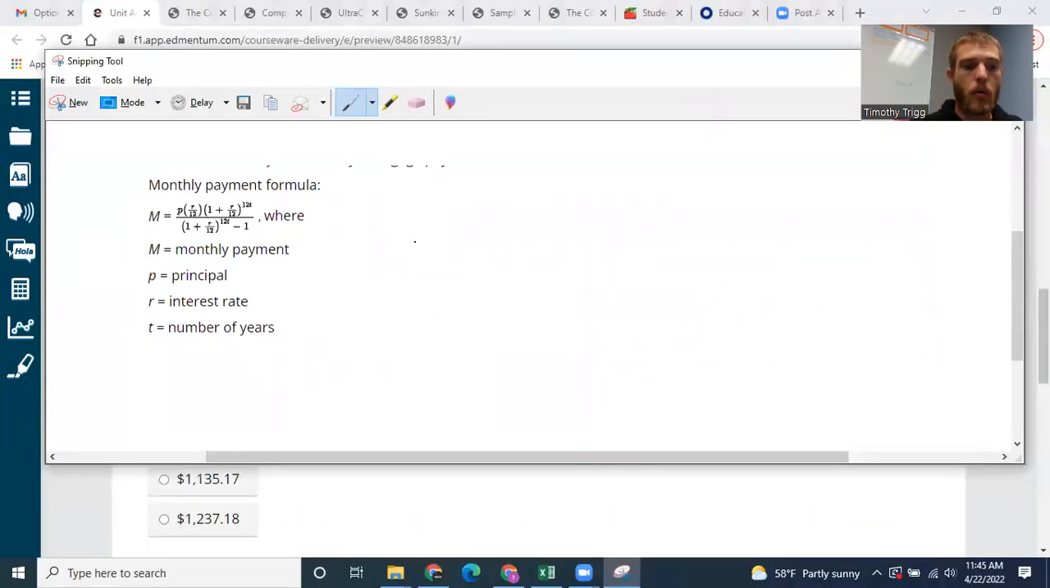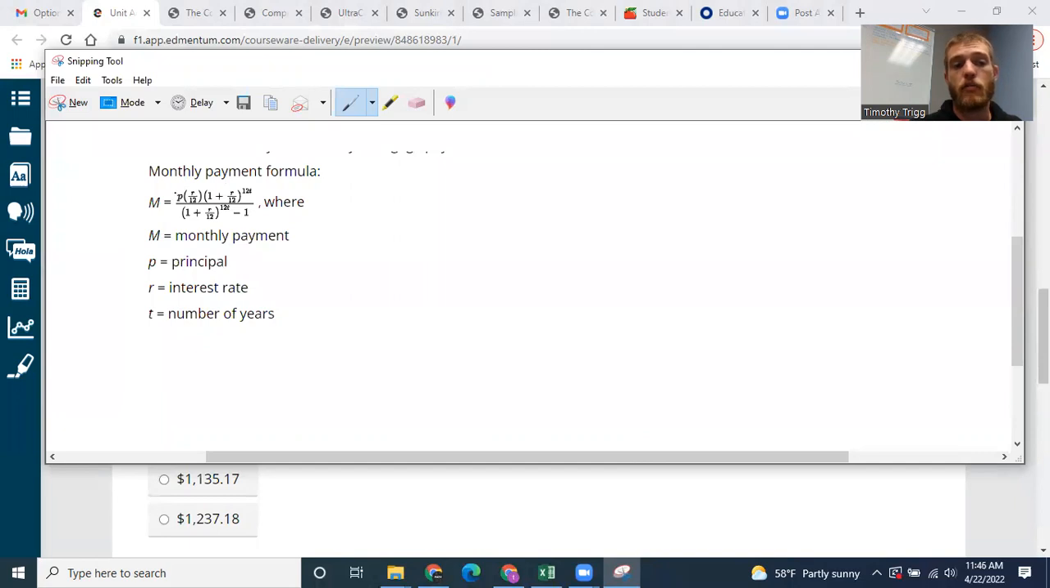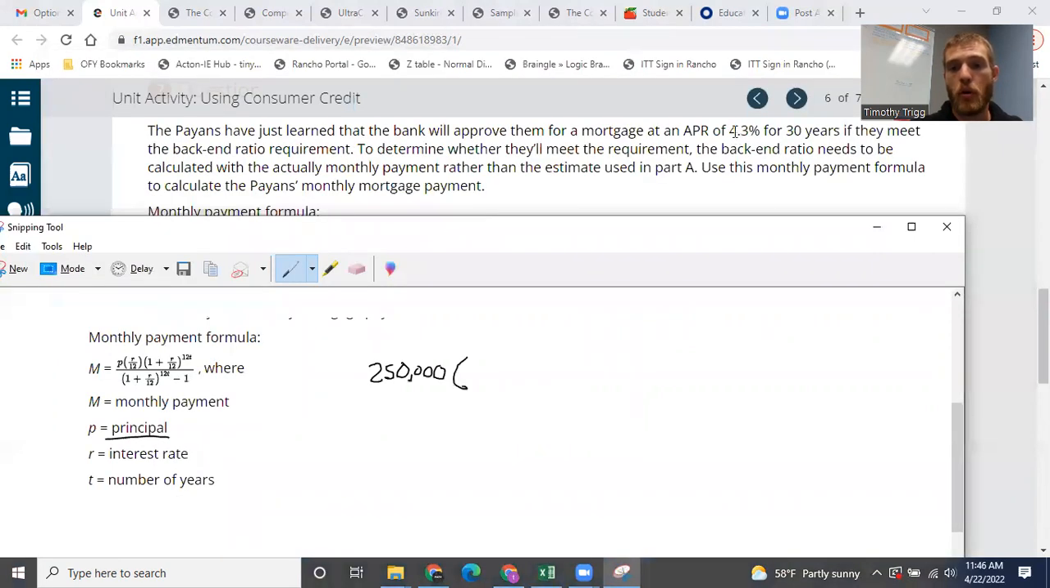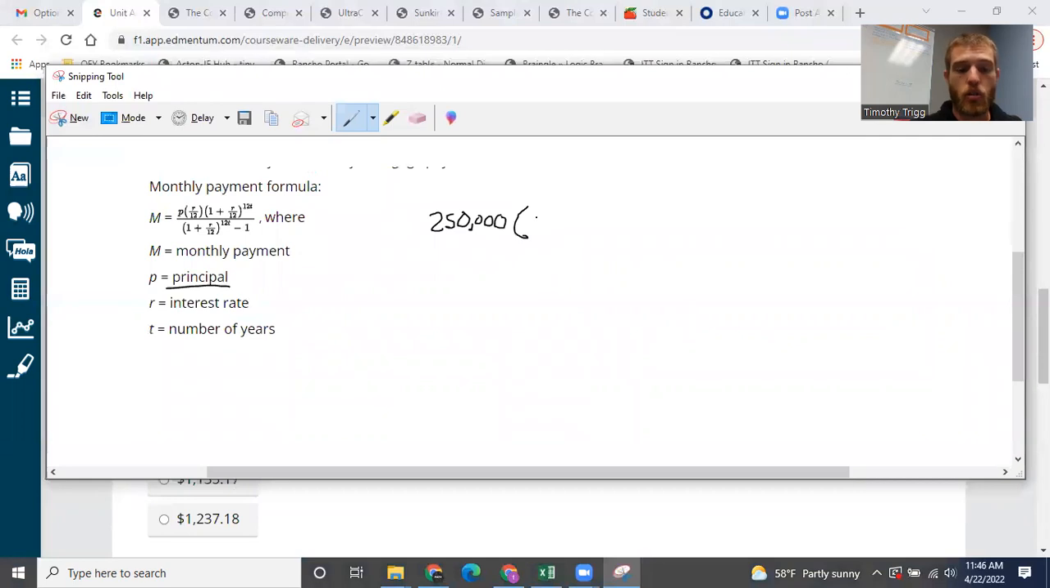So we want to figure out their monthly payment. We're going to be using this formula here. That P stands for principal, right? That's how large the loan is. In this case, the principal is the price of the house. That's how much their loan is going to be. So that's $250,000. That's P. R is their interest rate. In our case, the interest rate was 4.3%, so we're just going to write it as a decimal, 0.043.